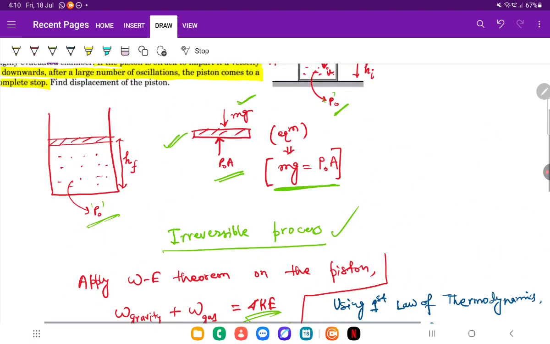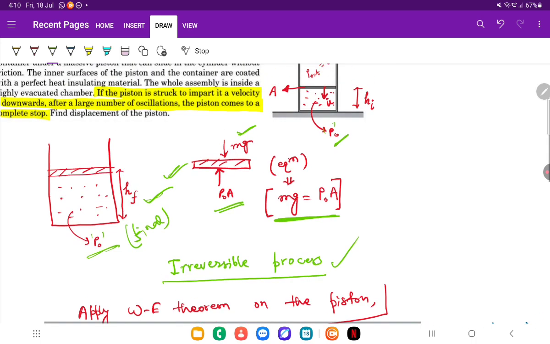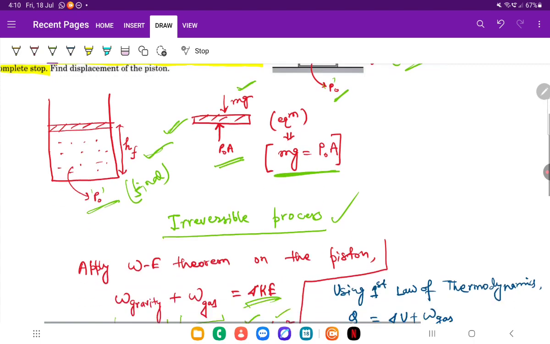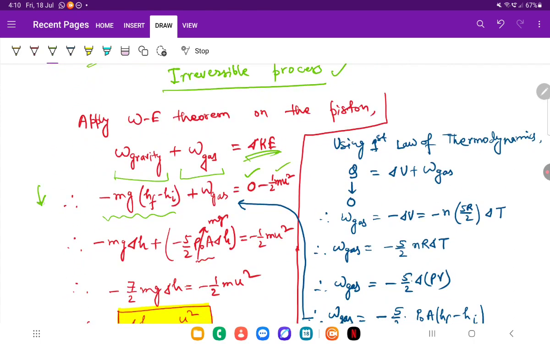Let me tell you here that hf, I've assumed, is the height of the piston from the base in the final condition. It is obviously the final diagram, and the given one was initial. So initially it was at a height of hi. So mg, the force of gravity, is downward and hf minus hi is the displacement upward. That's why there is a minus sign, as force and displacement are opposite to each other.